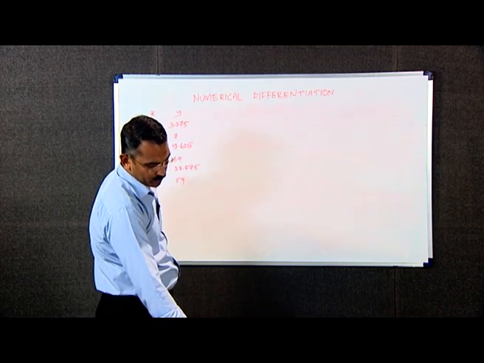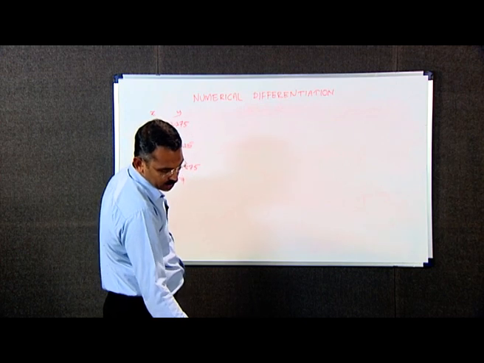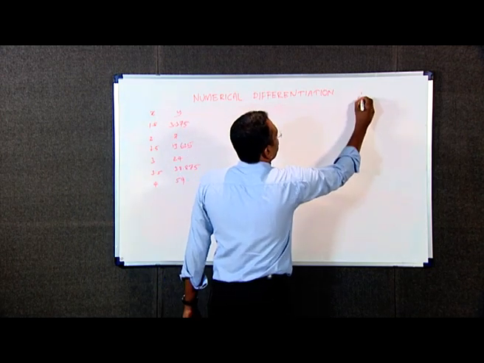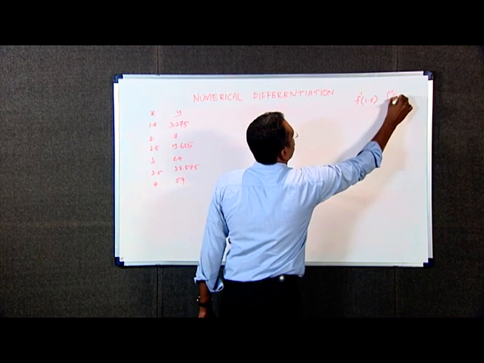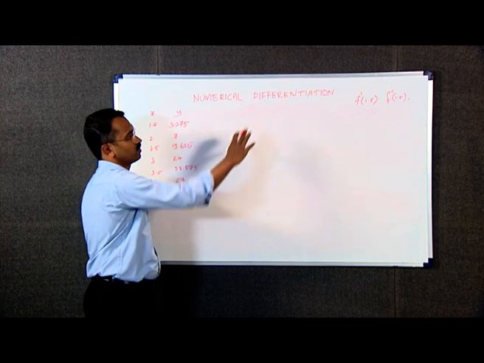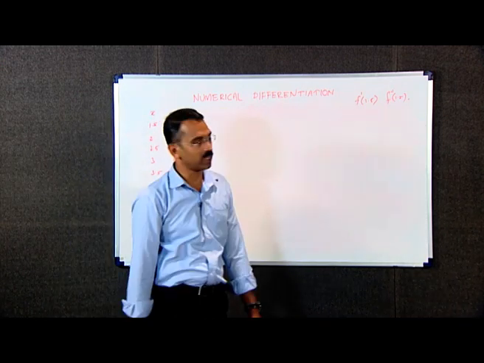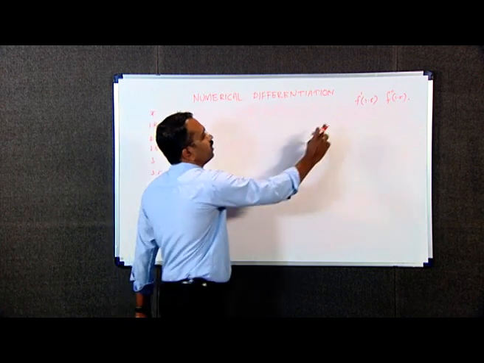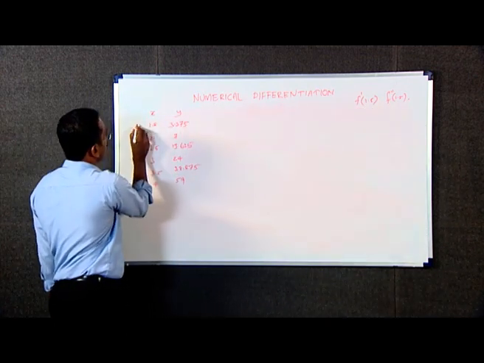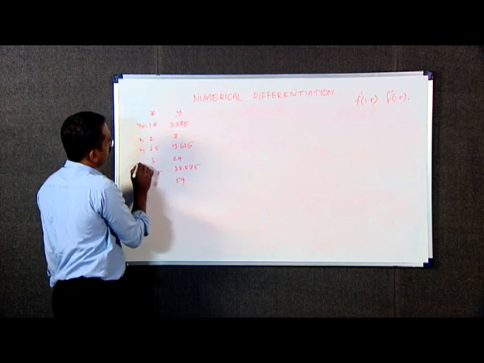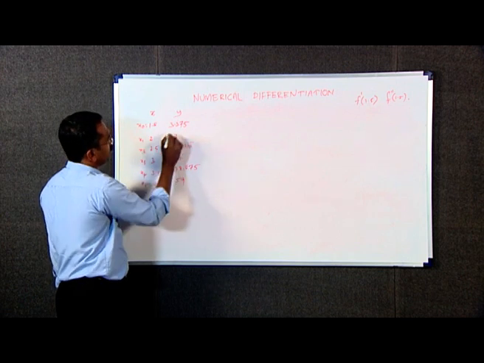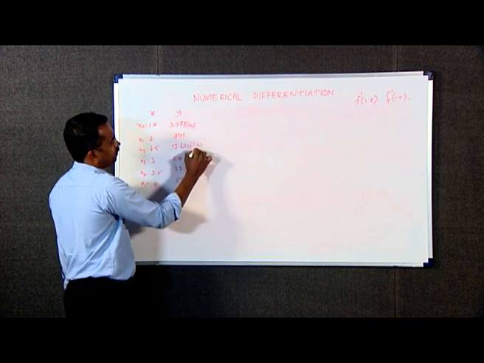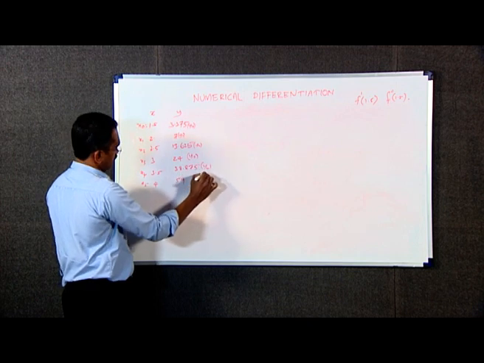We have to evaluate f dash of x and f double dash of x at x equal to 1.5. That is, we have to evaluate the values of the first derivative and second derivative at 1.5. Note that here x naught is 1.5, then x1, x2, x3, x4 and x5. The corresponding y values are y naught, y1, y2, y3, y4 and y5.